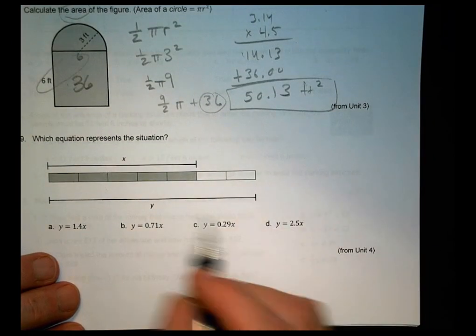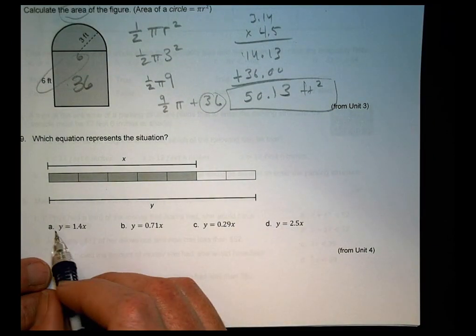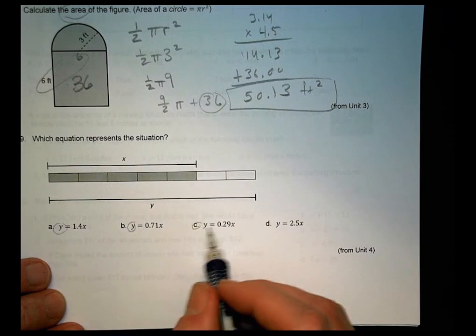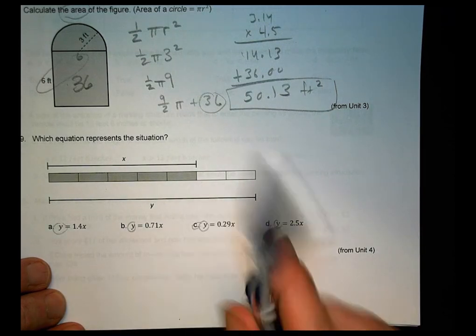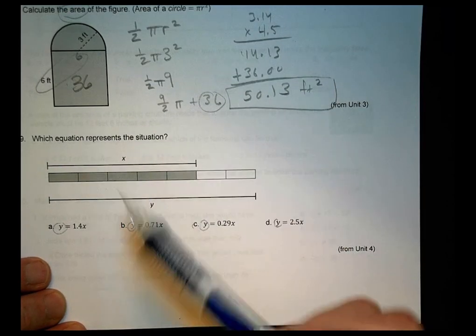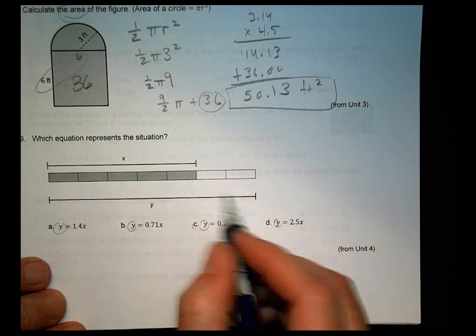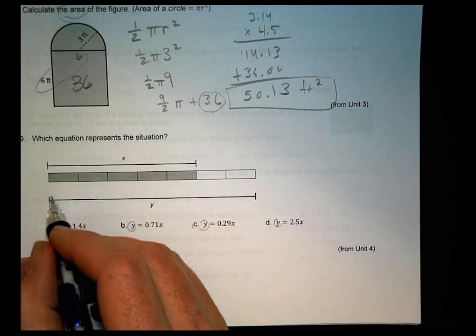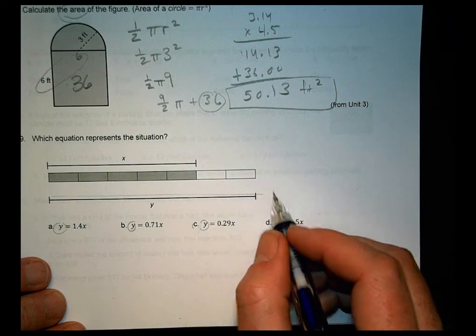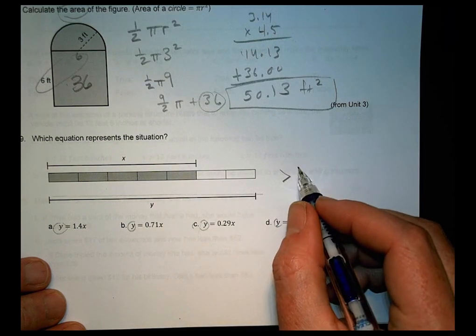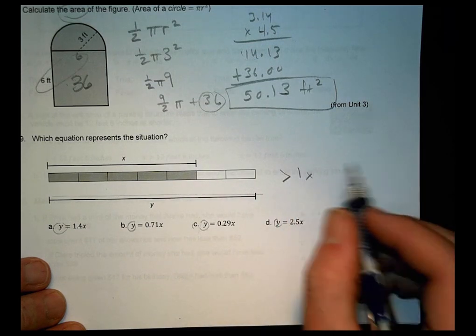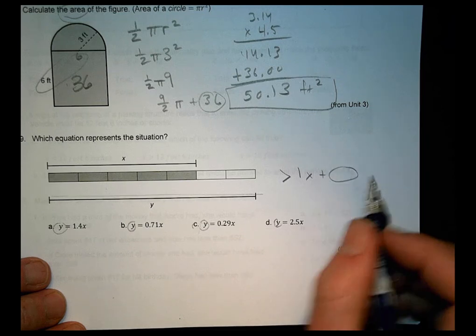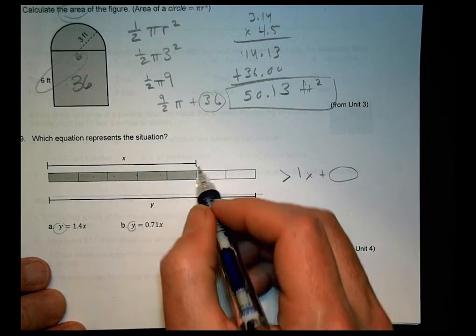Number 9, the last one here. It says write an equation that represents the situation. We're solving for y. So y is equal to what part of x? We can see that y is larger than x. So y is going to be more than 1. Okay, it's already greater than one of the x's. But there's got to be a little bit more that we have to add on to that because it already has that much of the x done.